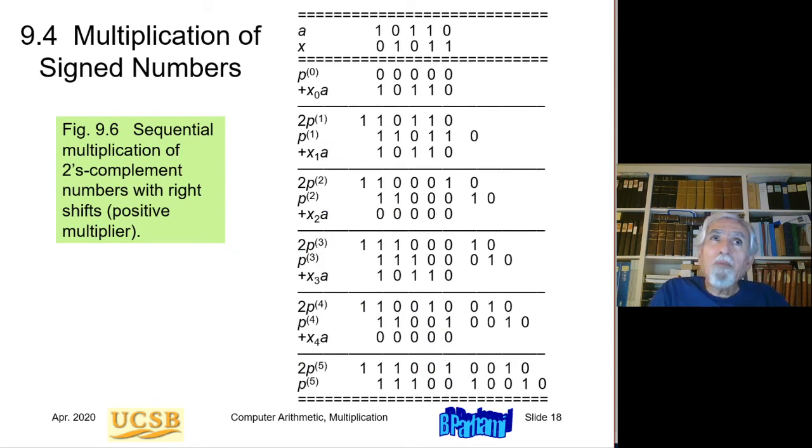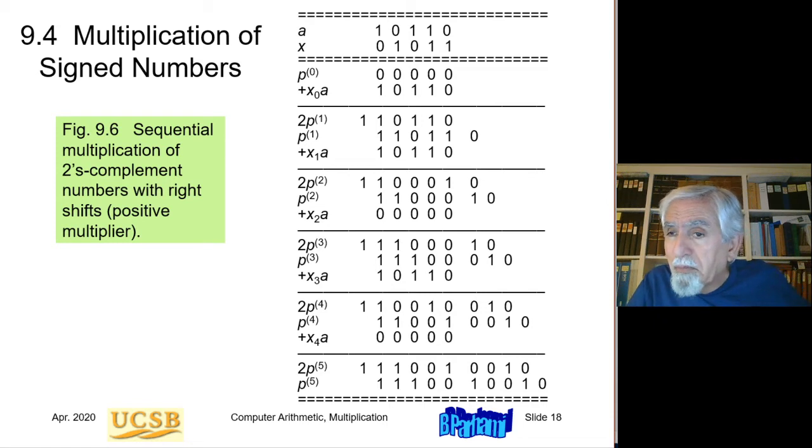Okay, what about multiplying signed numbers? So far we focused on unsigned multiplication. What about multiplying two's complement numbers? So here I've shown an example, two's complement numbers. A is a negative number because it starts with 1. X is a positive number because it starts with 0.